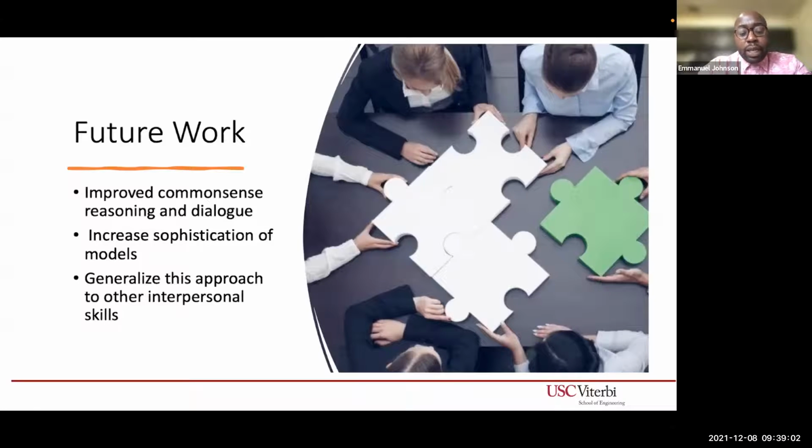But in reality, there's a number of features that dictate how well a negotiation proceeds. And so moving forward, one of the things that we want to begin to look at is how do you improve this common sense reasoning, and how do you get agents to incorporate more common knowledge into the way they negotiate, and increase the sophistication of these models so that they can incorporate other things such as emotional state and more sophisticated dialogue.